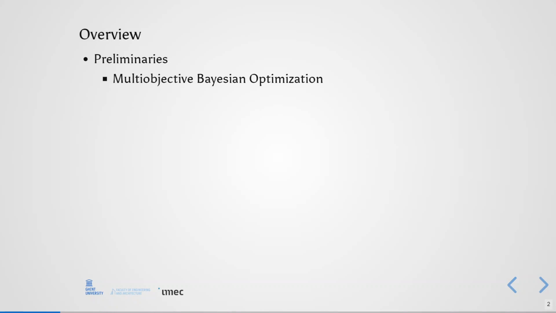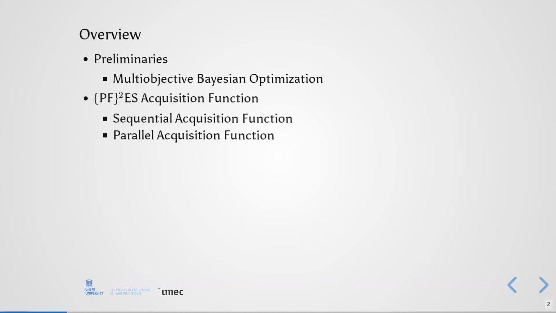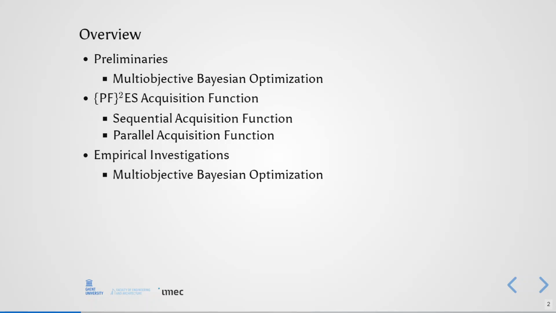We begin with a brief introduction of multi-objective Bayesian optimization, and we introduce our PF2ES acquisition function, both its sequential formulation and its parallel formulation. We demonstrate the effectiveness of our acquisition function through empirical multi-objective Bayesian optimization problems, and we end with conclusions.